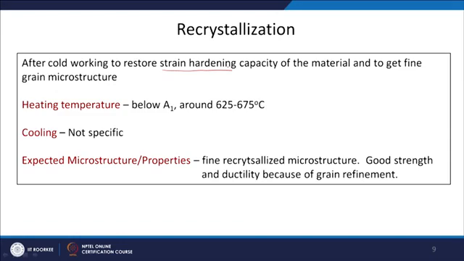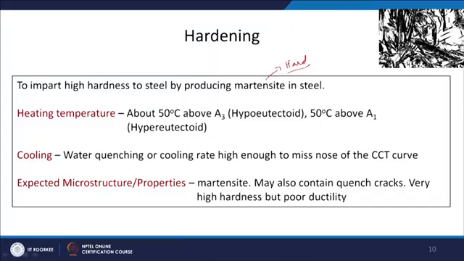So, this is another type of heat treatment given to materials. Then there is another heat treatment procedure called hardening, and this is to impart high hardness to steel by producing martensite in steel. Martensite is a very hard phase, very high strength, very hard. So, if I want to have hardness in the material, I will give a heat treatment called hardening.